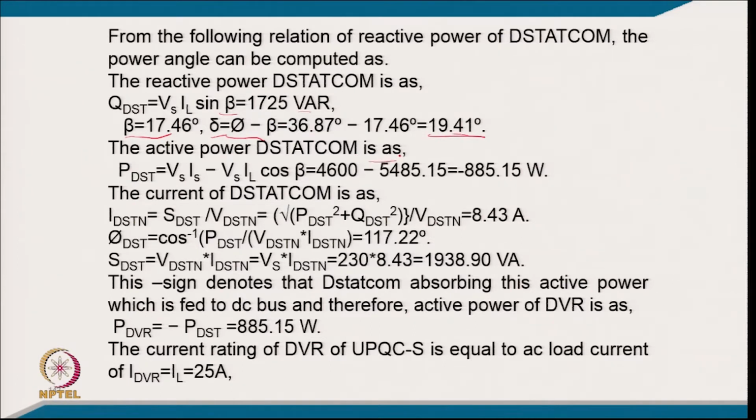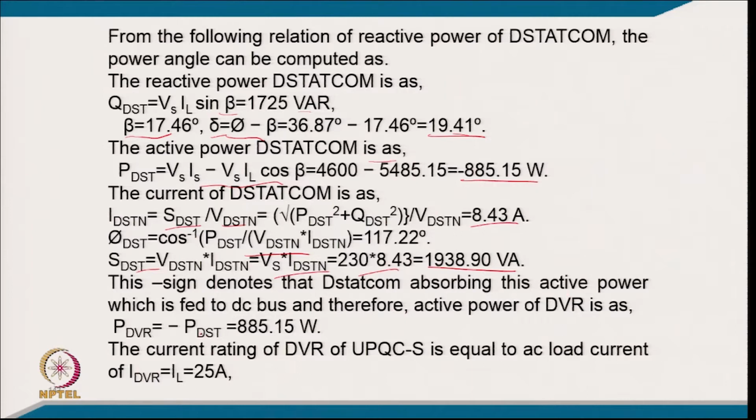Active power of DStatCom can now be calculated from this relation. It comes to 885.15 watt, and the current rating of DStatCom can be calculated from the V rating of DStatCom divided by voltage rating, where the V rating is the square root of P square plus Q square. So, dividing, it comes to 8.43 ampere, and typically the angle of DStatCom becomes 117.22 from this relation, from power and V rating. The DStatCom V rating comes from current multiplied by voltage, 1938.9 VA, and the minus sign denotes that the DStatCom is absorbing this active power which is fed to the DC bus.